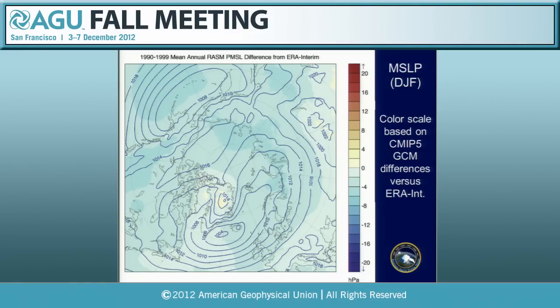We're using the same scale for this figure to point out that our mean sea level pressure differences in this fully coupled model are very small compared to the range encountered in the GCMs. So, again, we appear to be doing a very nice job in terms of simulating aspects of the overall climatology, in this case, circulation pattern.